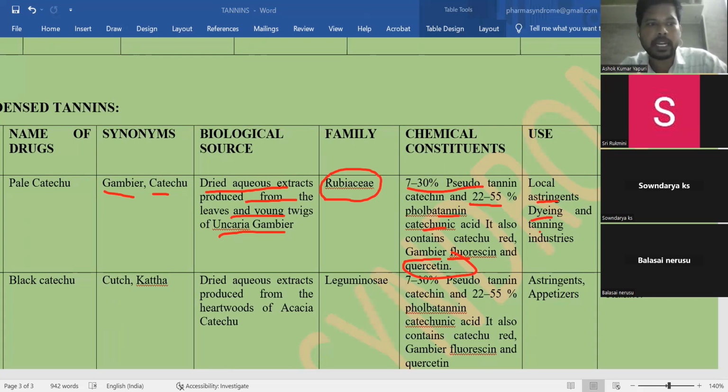Regarding black catechu, the synonyms are cutch as well as katha, dried aqueous extract produced from the hardwood of Acacia catechu. Acacia gives gum, and it belongs to the Leguminosae family. Here also Acacia catechu, that is black catechu, belongs to the family Leguminosae, and it can be astringent as well as an appetizer, increasing hunger.